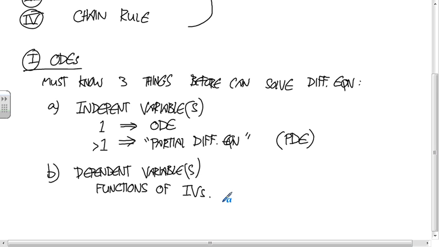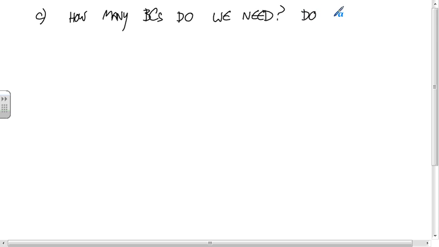And one more thing about this. The dependent variables are what you're trying to find. That's what you're trying to solve for. You're trying to find this function or these functions of the independent variable. And then the last thing you need to know before you can start to approach trying to solve a differential equation is how many boundary conditions are needed to solve your differential equations. And of course, however many boundary conditions you need, you need to know whether you have them or not.